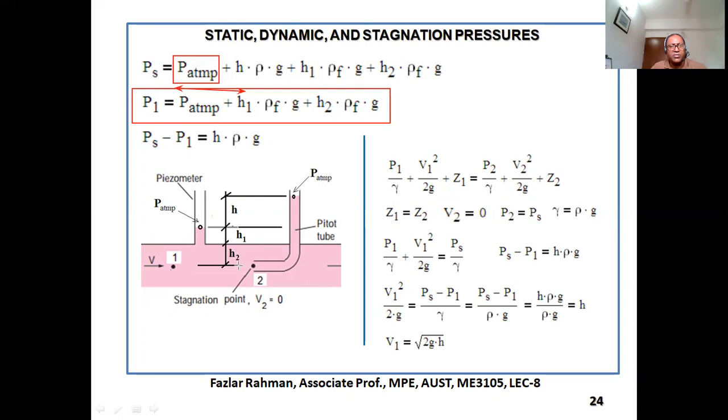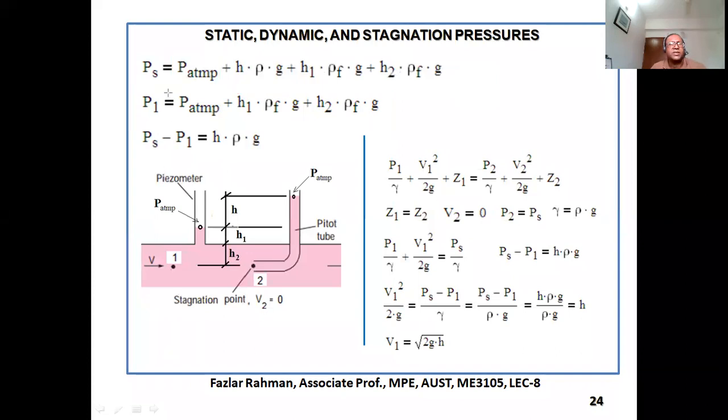Then coming down by H2, then H2 rho F G. Now you subtract these two, PS minus P1. Then you will see this term will be out if you subtract. Then H1, this one will be out. P atmosphere will be out. So PS minus P1 is coming rho G H.